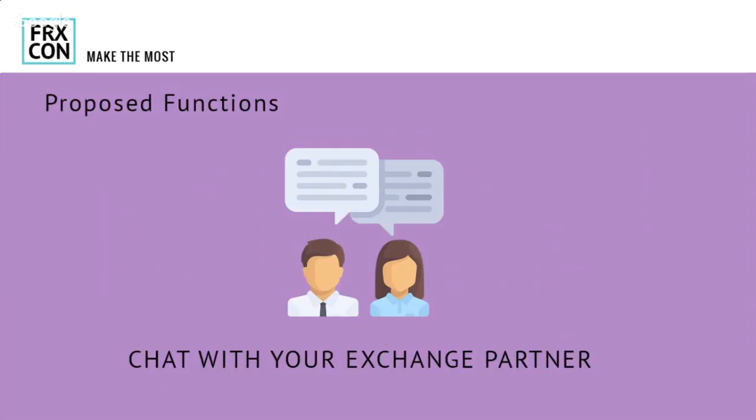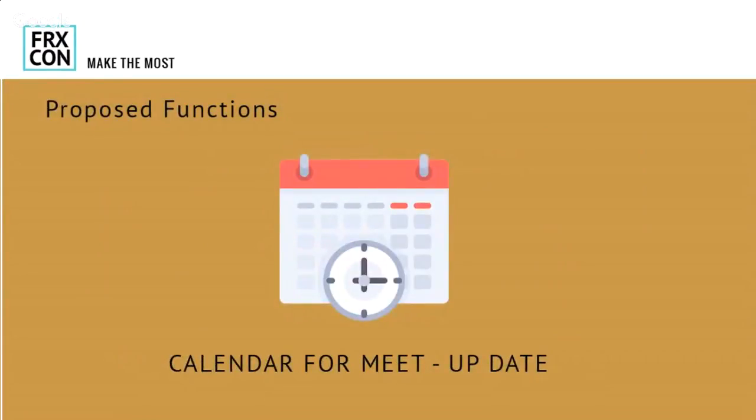The third thing is the chat function on our web application. Simply put, the chat function is for potential exchange partners to chat with one another to fix details such as preferred location for meetups, amount of money to bring, and any other details that they feel there is a need to iron out. The fourth function is simply put a calendar for the meetup date.